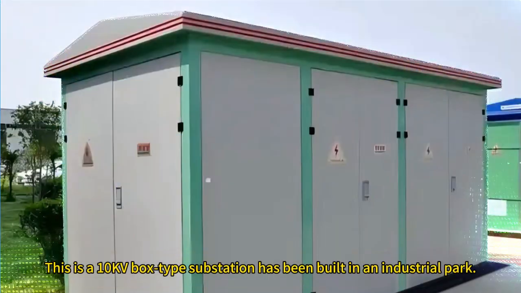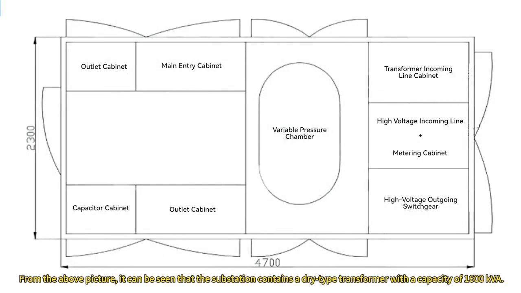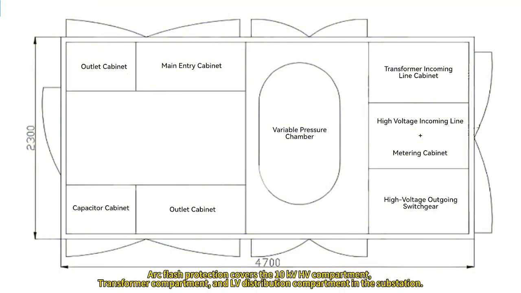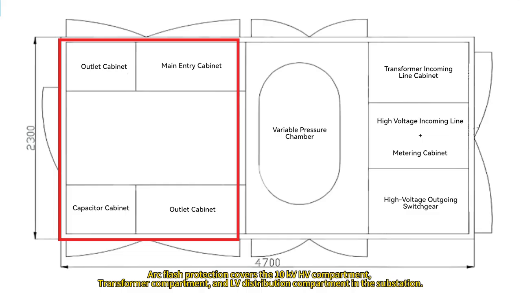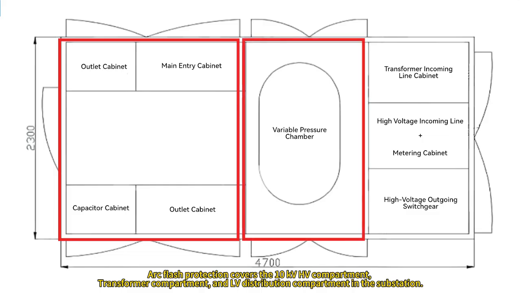This is a 10 kV box-type substation that has been built in an industrial park. From the above picture, it can be seen that the substation contains a dry-type transformer with a capacity of 1,600 kVA. Arc flash protection covers the 10 kV compartment, transformer compartment, and LV distribution compartment in the substation.